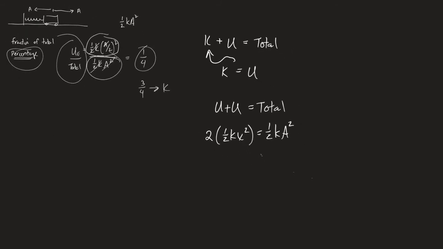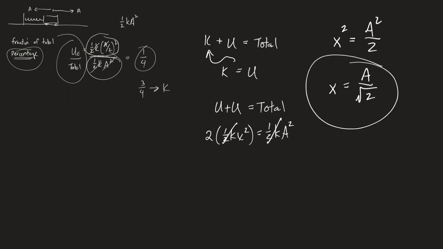Now, I can solve this for x, and that's what I'm going to do. Cancel out the 1/2 k's on both sides, and I get x² equals a² over 2. And take the square root of both sides, and I get x equals a/√2. And that's what they're asking you to do. I think that one's real tough.